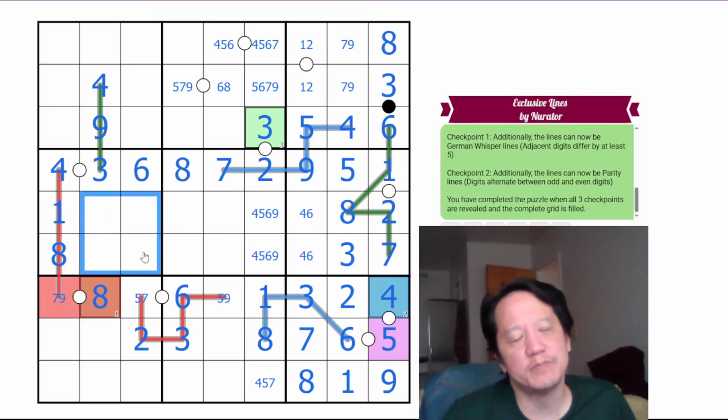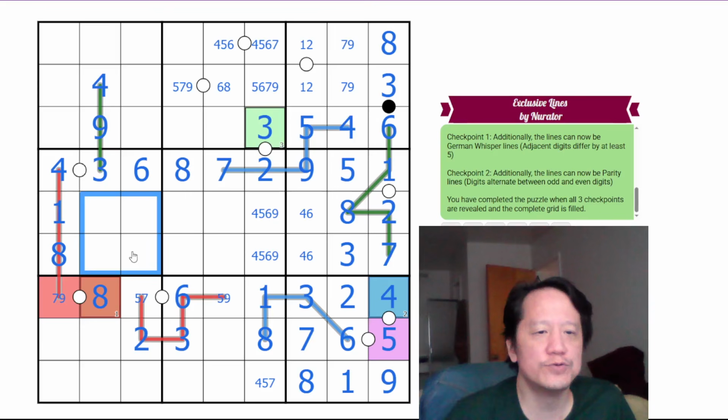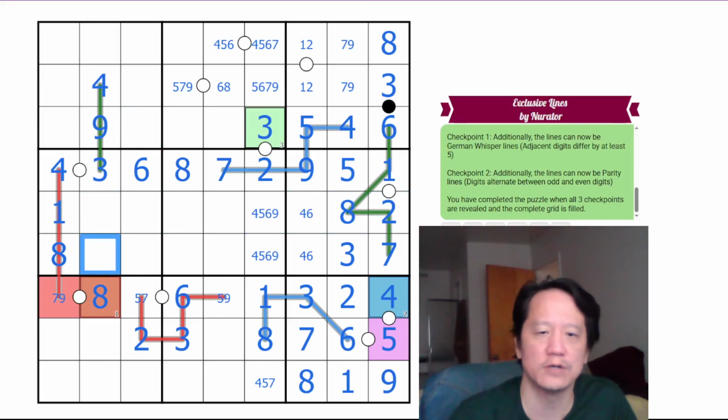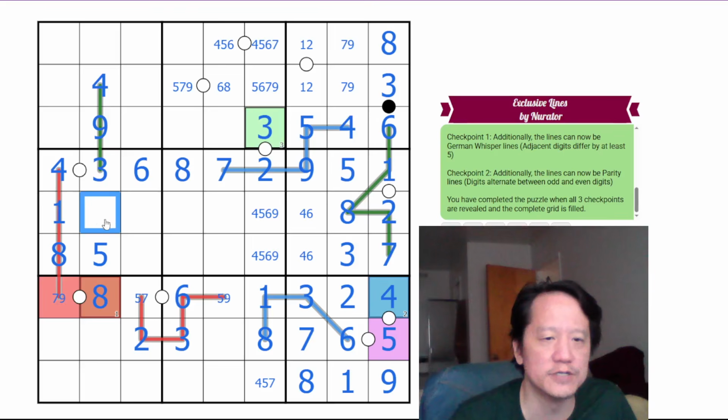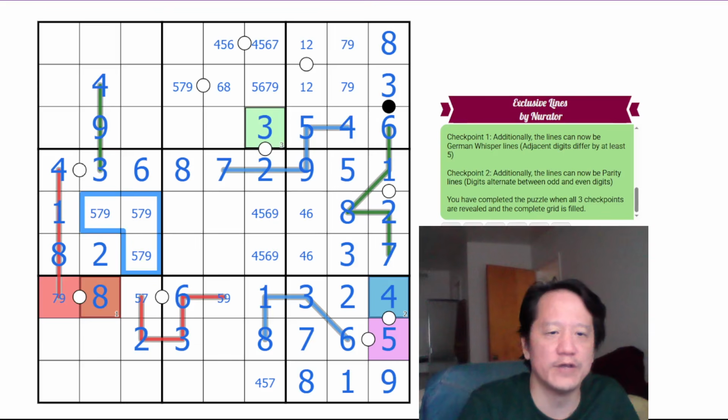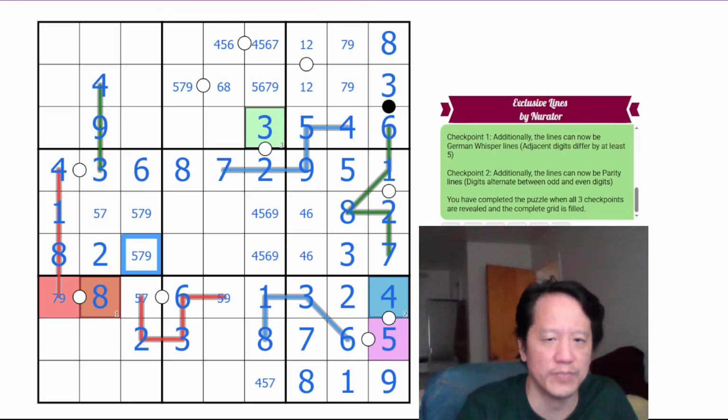Remaining digits in box 4: we have 2, 5, 7, 9. 2 cannot be here or here because of 2 in the row and 2 in the column, so 2 has to be here. This can't be 5, this is 2. So this becomes 5, 7, 9. And 9 can't be here because of 9 in the column. 7 can't be here because of 7 in the row.